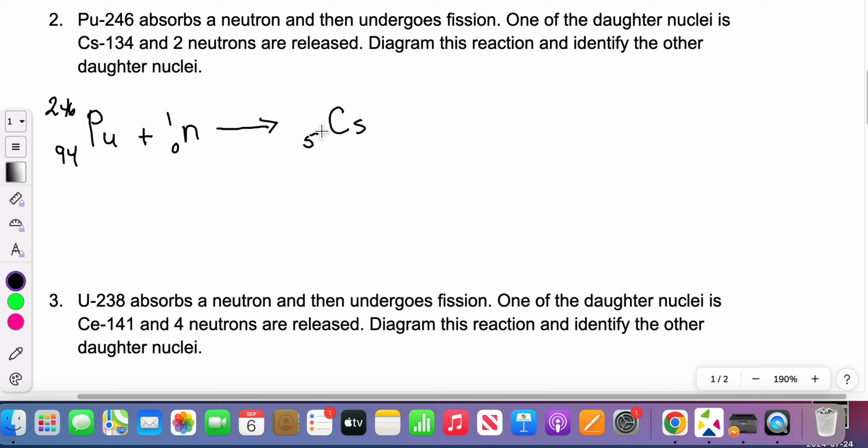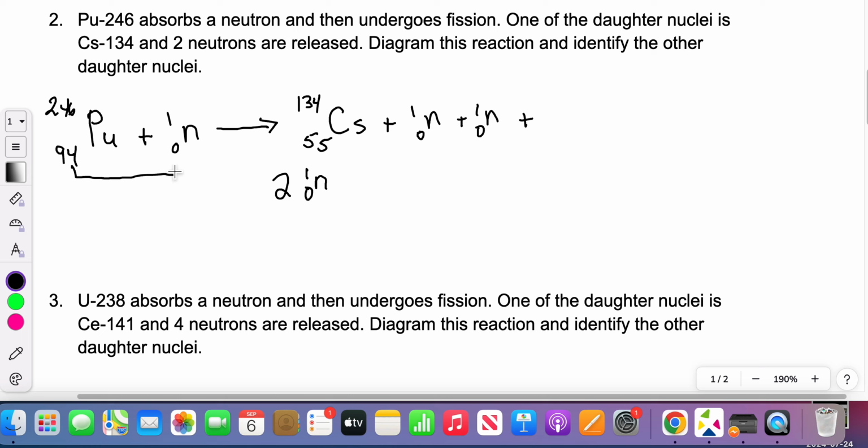So we look up cesium on the periodic table. It's number 55, 134 at the top. Plus 2 neutrons: 1 neutron, 2 neutrons. If you don't like writing all the neutrons out, you could just write 2. A lot of times that's what people do, but I'm just doing it to make it a little bit easier to understand maybe. But anyway, plus some other element that we don't know.